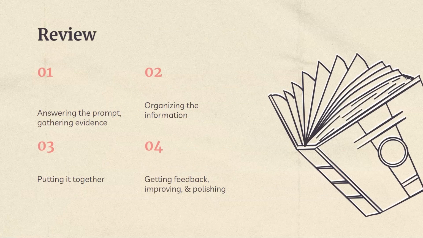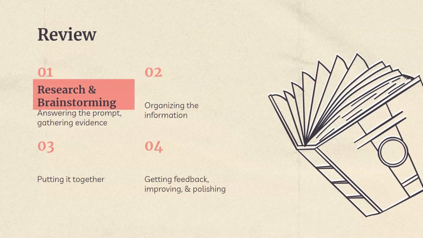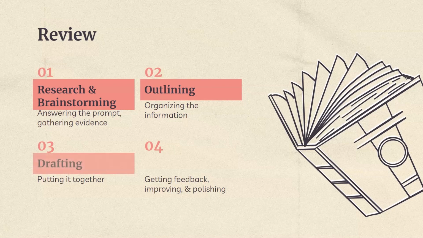So let's just recap the ideas. The first step is to research and brainstorm. Remember that you need to become an expert on the topic before you write about it. You need to organize your essay in an outline, and then draft your paper. Remember to write formally, and don't forget to cite your sources. The last step is revision and editing. That's when you get feedback, improve, and polish off your essay for your final draft.